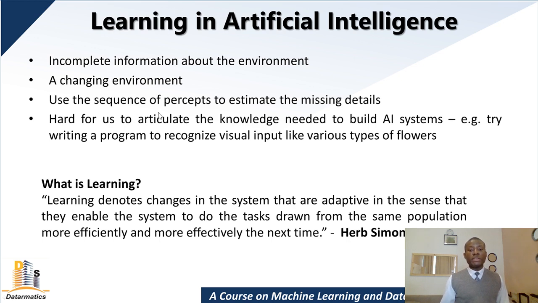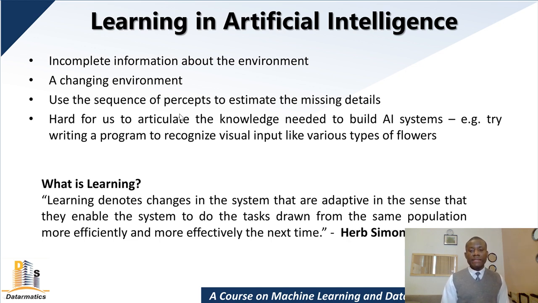We also use a sequence of percepts to estimate the missing details. It is hard for us to articulate the knowledge needed to build AI systems, so we keep learning new things. If we try writing a program to recognize visual inputs like various types of flowers, that will not be easy, so it requires continuous learning. So the question is, what does it mean to learn?